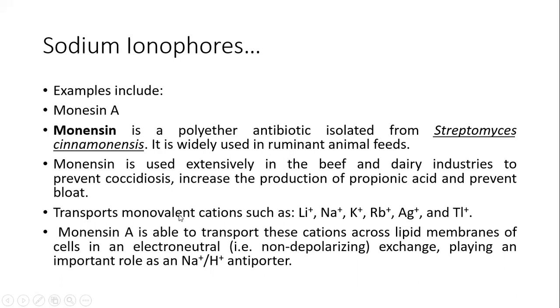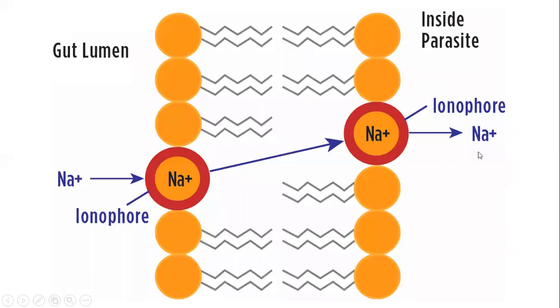Now it transports monovalent cations such as lithium, Na+, K+, etc. It is able to transport these cations across the lipid membranes of the cell in an electroneutral fashion. That means there is no charge. It plays an important role as an Na+, H+ antiporter. That means if one plus goes, another plus will also go, so the charge is getting balanced. Okay. This is the example.